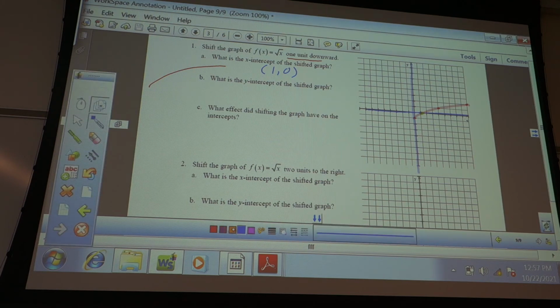Okay. What is the y-intercept of the shifted graph? Where does it hit the y-axis? 0, -1. Yep, right here. 0 is my left, right. My height is -1. So 0, -1.